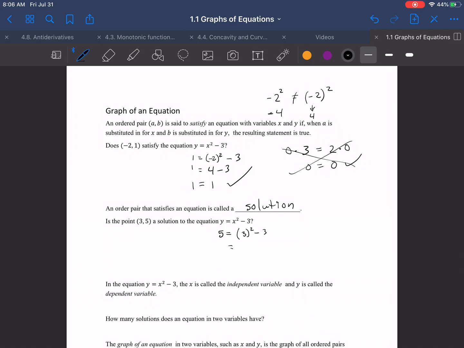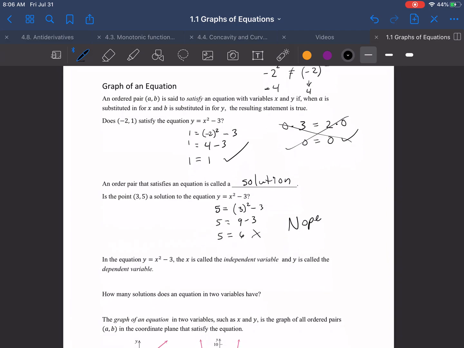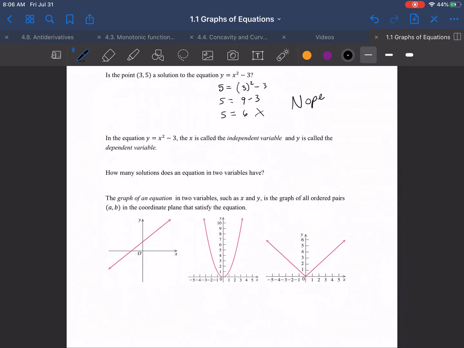So 5 equals 3 squared is 9 minus 3. That's a 6. This is a 5. And the answer is no. All right, no, not a solution. All right, I'm going to leave, well, no, that's not the question. I'm going to leave that.